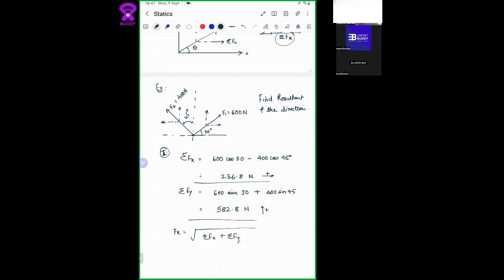There's a cosine part here, but cosine of 90 is nothing but 0. That's why this formula reduces to only Fx and Fy. Okay. That's the beauty. And this can be written as what? Okay. And theta is nothing but tan inverse of Fy upon Fx, which is 582.8 upon Fx.